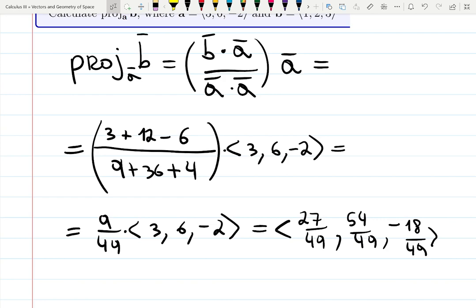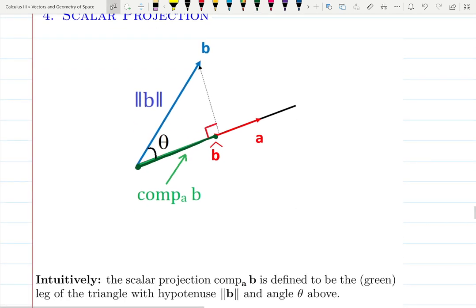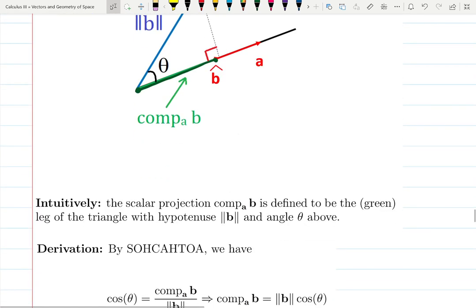Last 5 minutes, maybe I'll take the scalar projection. Scalar projection is this size in green, with no direction. And we're going to call it the component of B over A. So not a vector projection. It will be just a size. Sometimes we just want to know how long this shadow is. We don't care what it looks like. We just want to know how long the shadow is.